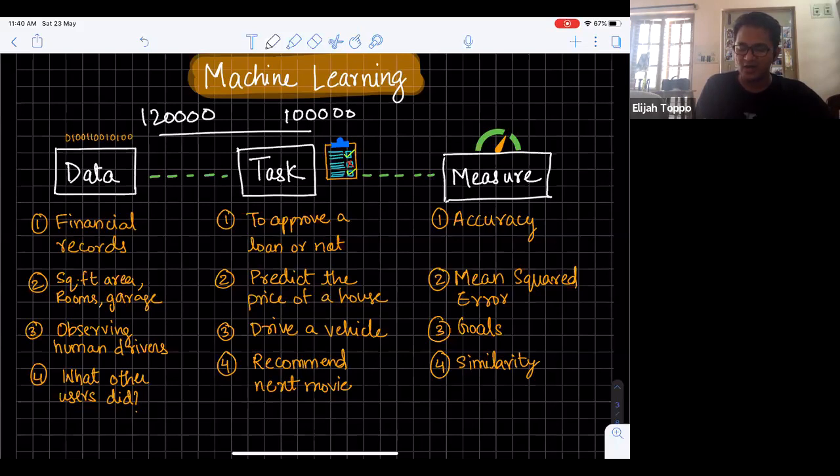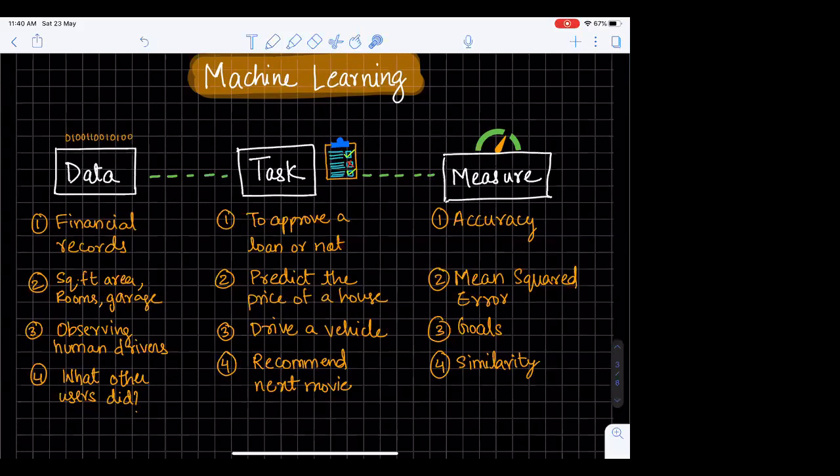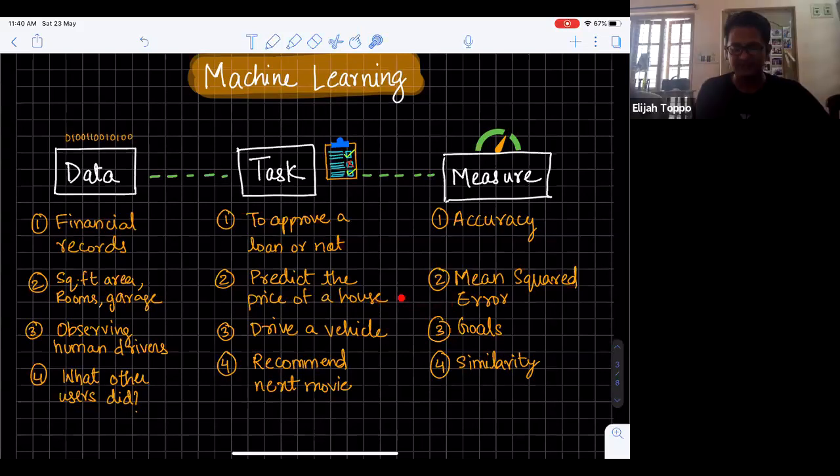So how do I know if my task is improving? Over a period of training, my mean squared error will go on reducing. If my mean squared error goes on reducing, I know that my task is now learning. My task is becoming better and better. As we are in the process of training, our task will become better and better on this measure, and that is the way we know that our machine is learning.